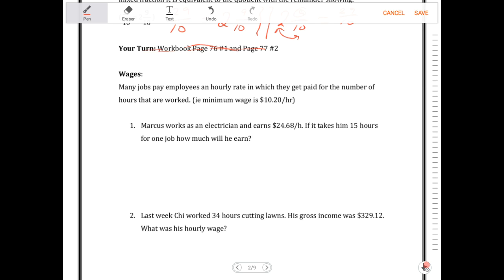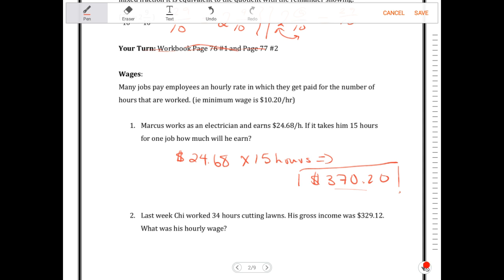A person works as an electrician and earns $24.68 an hour. If it takes him 15 hours for one job, how much will he earn? Well, that's a pretty straightforward calculation. It's simply going to be $24.68, and you're simply going to multiply that by the 15 hours, and that's going to give you a grand total of $370.20. So for working 15 hours, that person makes $370. That's a good deal.